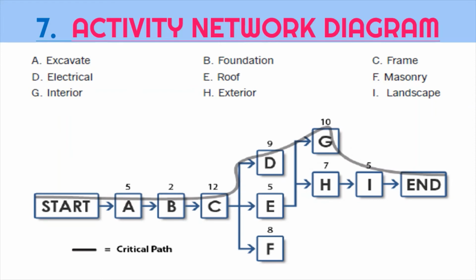This is an example of activity network diagram. So we have A, excavate, electrical, G, interior, B, foundation, E, roof, H, exterior, C, frame, F, masonry, and then I, landscape. Okay, so mag-start sila dito and then A, B, C. So this is the legend. Okay. A, B, C, then A, E, F, then G, H, I, and then N. So this is the activity network. Kung ano yung pagkakasunod nilang gagawin. Ang ginawa na lang nila by letters.